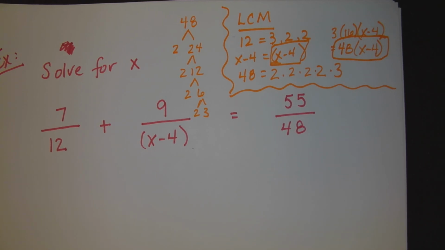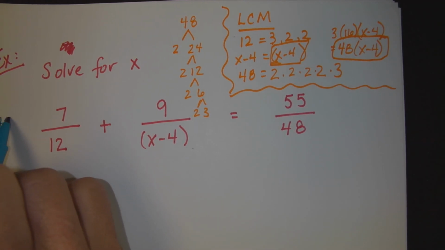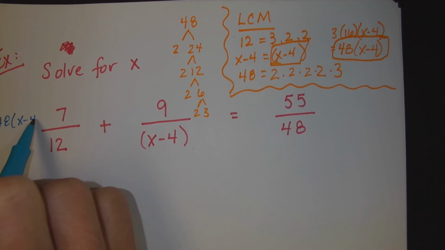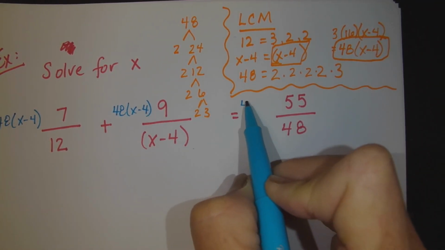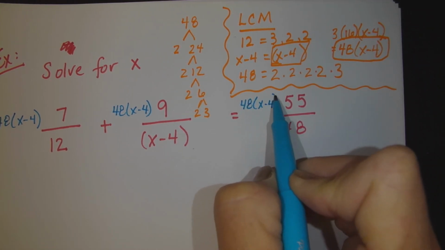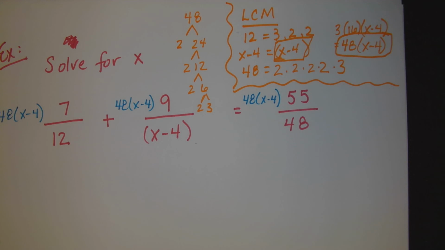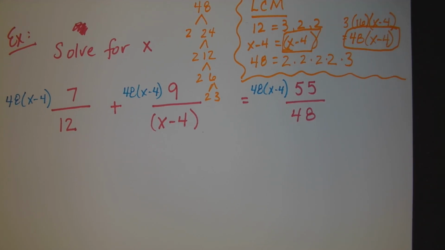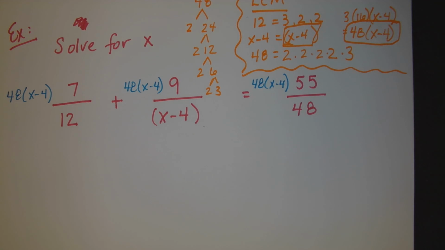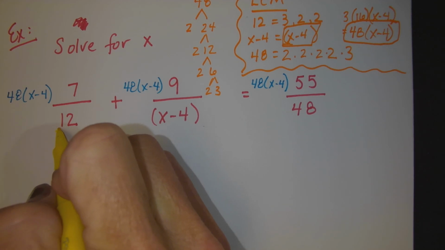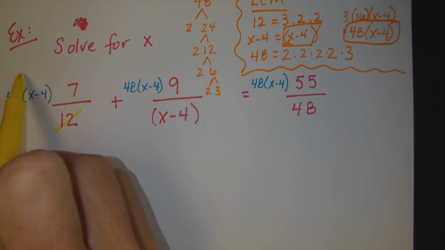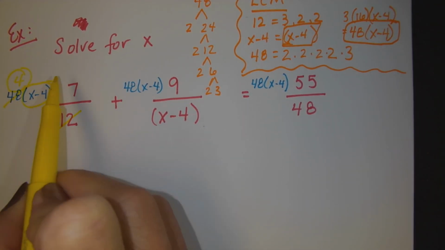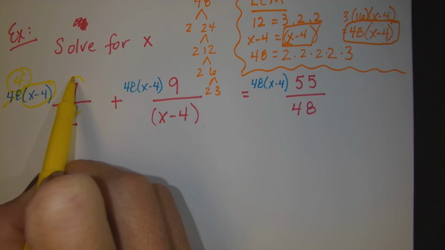All right, so we're going to multiply 48 times x minus 4 here and here, and lastly here. All right, so what can I cancel? 12 goes into 48 how many times? 4. So we're left with 4, x minus 4, and don't forget the 7.